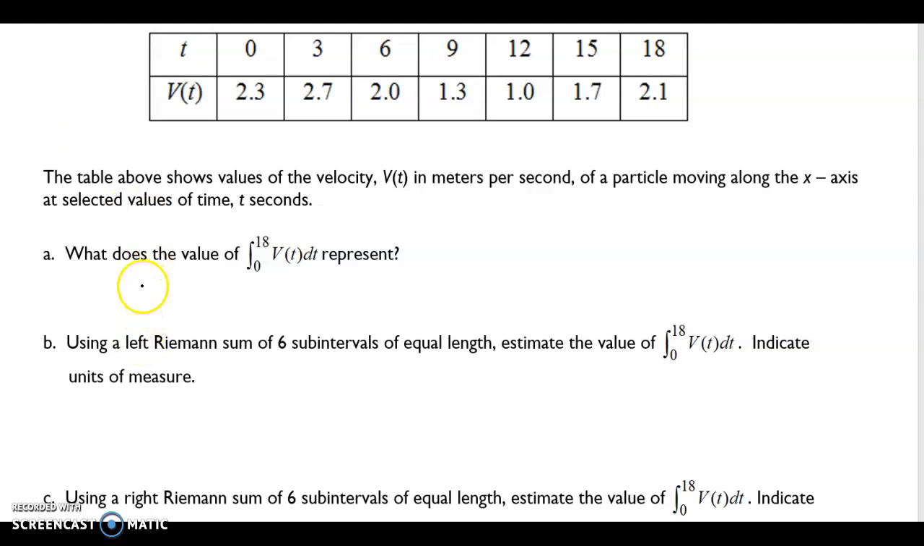Okay, for our third example, we now have a table of values for velocity as opposed to a graph or an equation. Remember, that means we only know the velocity at these specific times. So let's highlight here that our velocity is in meters per second. We're moving along the x-axis, and our time is in seconds. The first question says, what does the value of the integral from 0 to 18 of v of t represent?